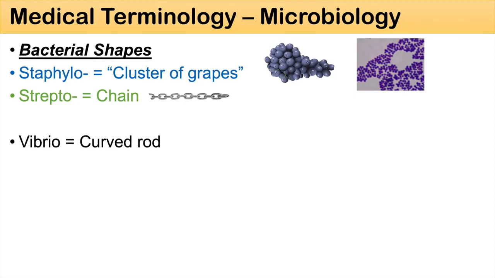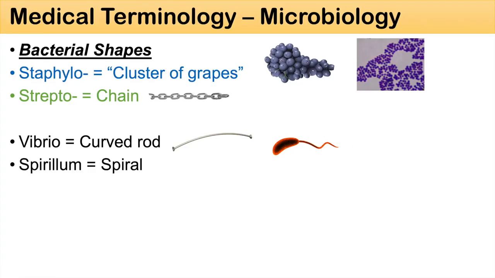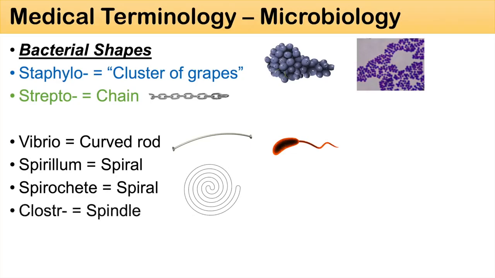Vibrio, the prefix or the word vibrio means a curved rod. So you can think of Vibrio cholera, and you can see here is a curved rod, and here is actually Vibrio cholera. And as you can see, it's in the shape of a curved rod. Other ones include spirillum and spirochete. These are both related to their structure being spiral shaped. And another one is claustri, which means spindle. So you can think of Clostridium difficile.